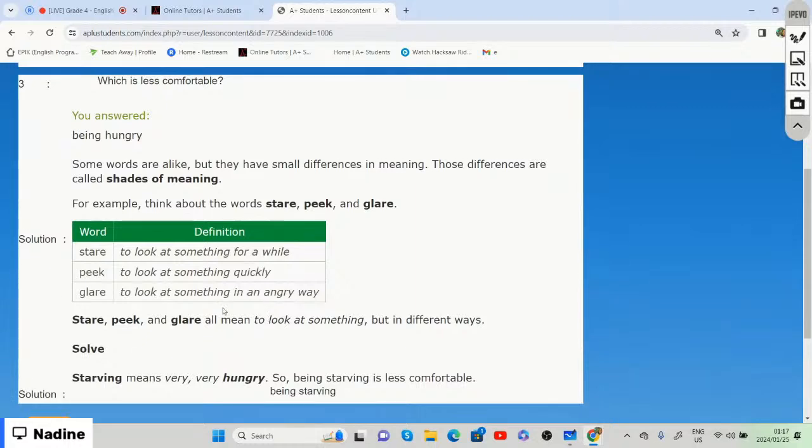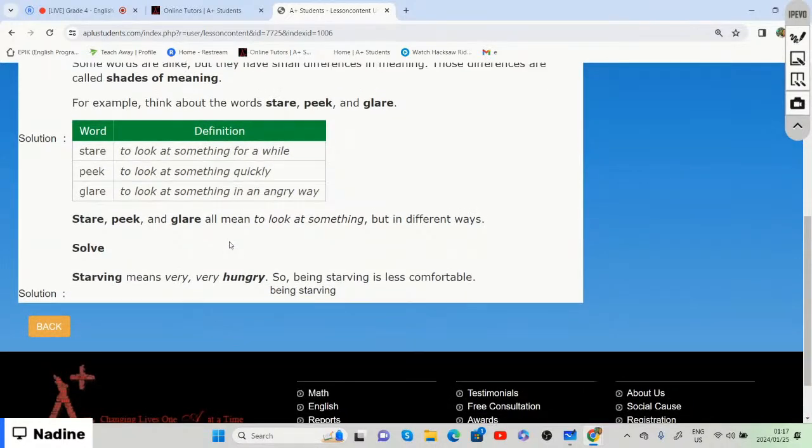All right. And we see that some of the words are alike, but they have small differences in meaning. And we say those specific words or those specific differences, we call those shades of meaning, right? So shades of meaning are when words are alike, but they have small differences in meaning.